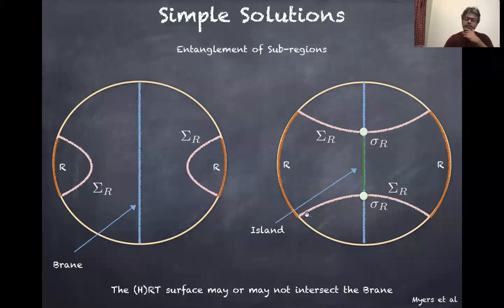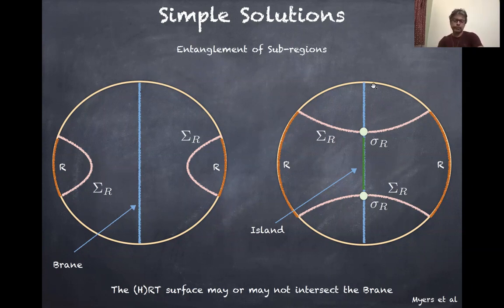But now, because the brane is present, these RT surfaces are going to intersect the brane. And this intersection causes some sort of non-triviality. So there are non-trivial contributions coming from the endpoints or the intersection points. The intersection points I denote by small sigma R, and the RT surfaces I denote by capital Sigma R. And capital R is the subregions of the boundaries here. Okay.